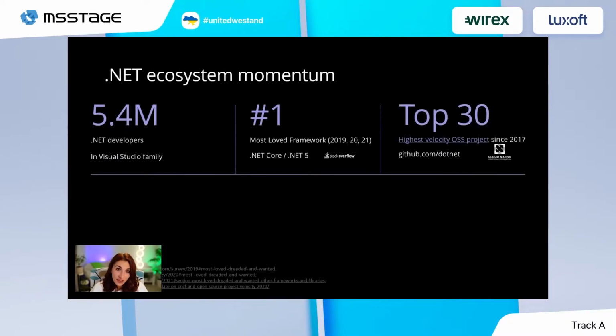And .NET is very popular. We have 5.4 million active users in the Visual Studio family. .NET Core and .NET 5 rank #1 as the most loved framework according to Stack Overflow surveys in 3 consecutive years, starting from 2019. And our open source repo, github.com/dotnet, has been in the top 30 highest velocity OSS projects since 2017.